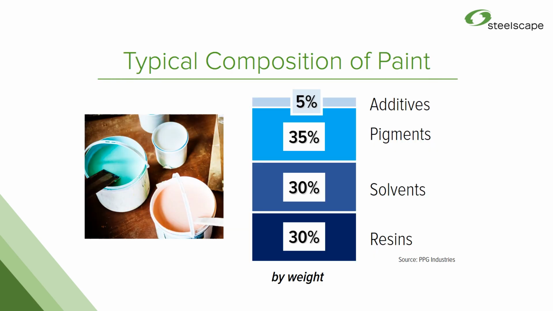We can see that each of the three elements, resins, pigments and solvents, each broadly reflect a third of the total paint volume, with additives usually only making up a small portion.